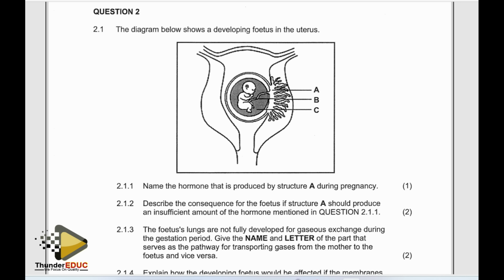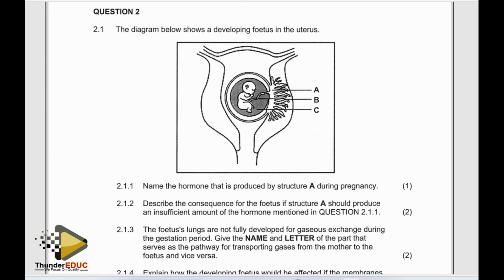Look for another 50 marks. The diagram below shows the developing fetus in the uterus. Name the hormone that is produced by structure A. What is structure A?